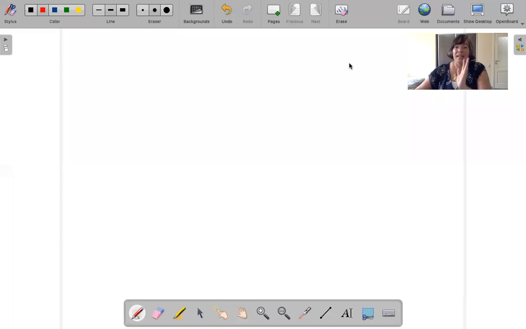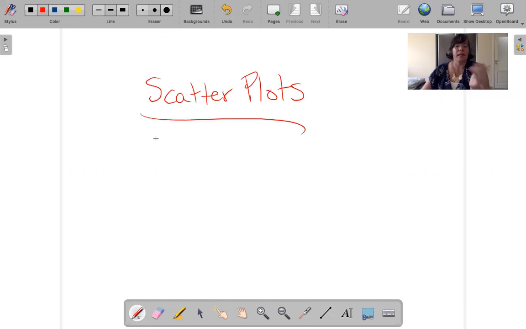Hi guys. Today we're going to do something really easy called scatter plots. I don't mean to be writing in red, but anyway, scatter plots, they're really easy. I'm going to teach you a new English word that maybe you don't know.